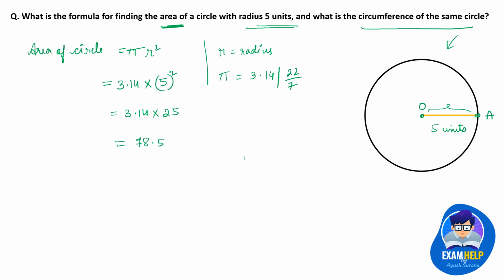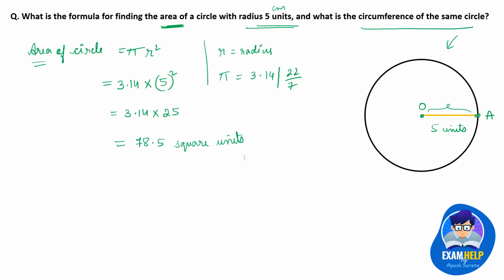As we are asked to find the area, in the unit we will write square units. Whenever the formula is of area, you have to put a square in the unit. So we will write 78.5 square units. Or in place of unit, if it is given centimeter or meter, then you have to write centimeter square or meter square, whatever is given in the question. For now, as it is given unit, we will not write anything, we will write square units.